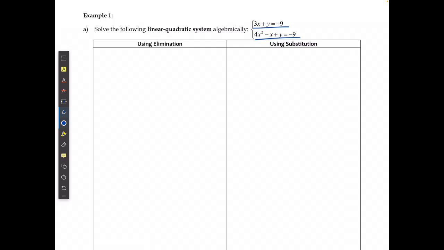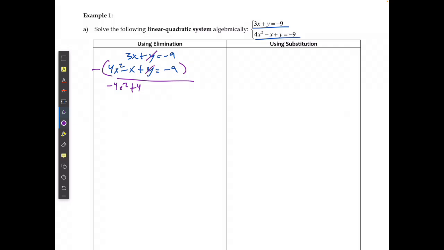If I'm using elimination, then I have 3x plus y is equal to negative 9, or I have 4x squared minus x plus y is equal to negative 9. Conveniently enough, the y's are the same. They have the same coefficient, so I don't actually need to do anything here. I can just subtract these from each other. The y's are going to cancel out, so I'm going to get negative 4x squared, positive 4x, and the negative 9 and negative 9 are going to cancel out to make 0.